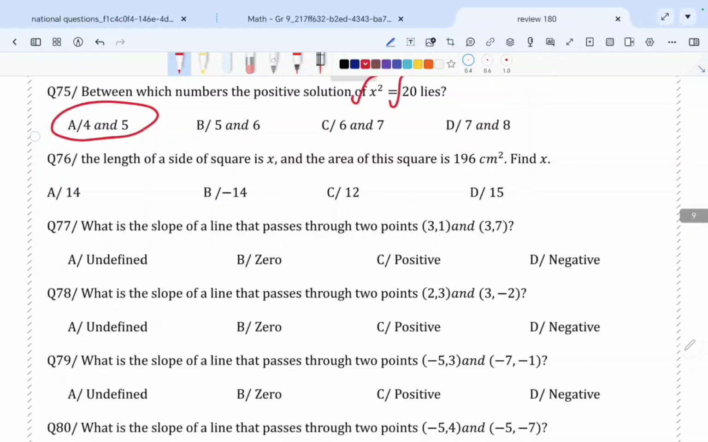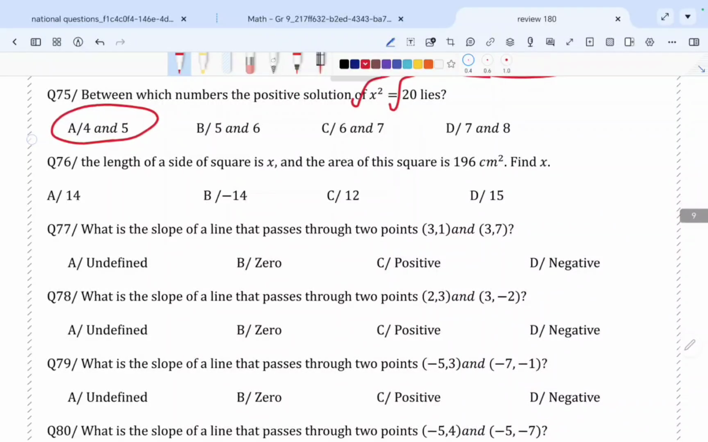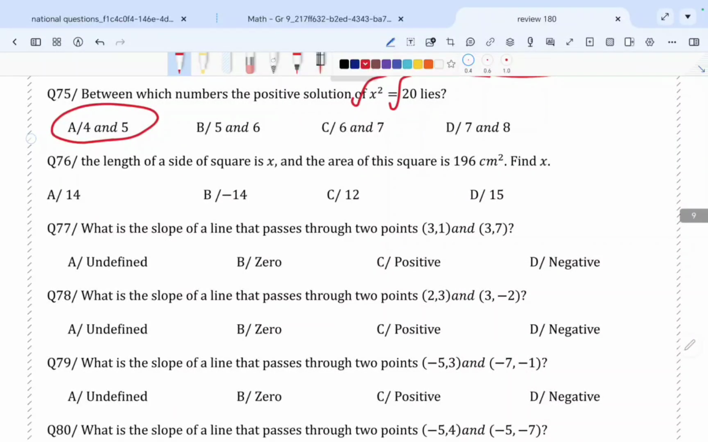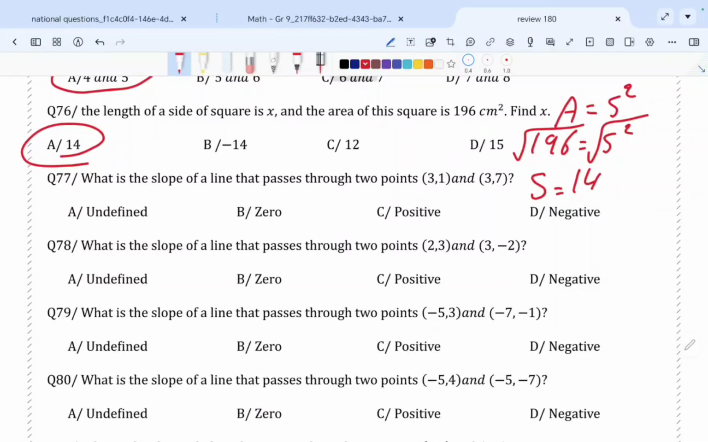The length of the side of a square is x, and the area of the square is 196. What do they ask about? Find x. Area equals what? s^2. We have the area, 196 = s^2. Take a square root for each side. s equals the square root of 196. It's 14. So A is the correct answer.